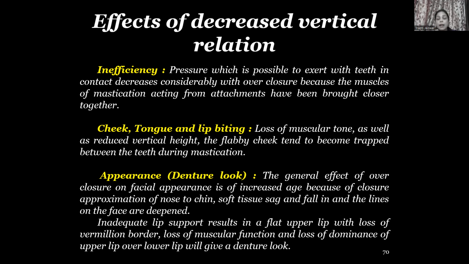Functioning will be affected. Appearance will be affected badly because of edentulousness, with the sagging skin and the approximation of the nose to the chin. Soft tissues are sagging and fallen, and the lines of the face are deepened. With dentures, the support of the dentures helps us to restore all these appearance problems. But if we have decreased vertical dimension, then inadequate lip support results in a flat upper lip. So again, we will land up with the same issues.